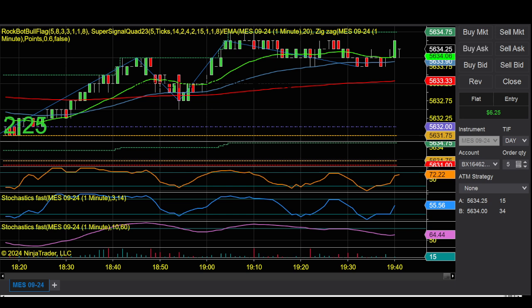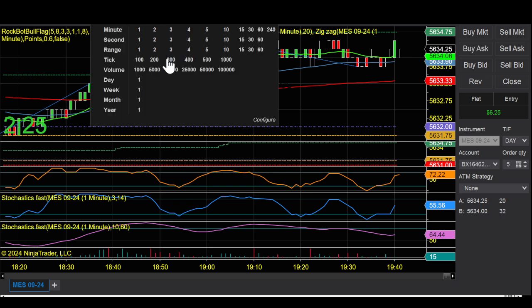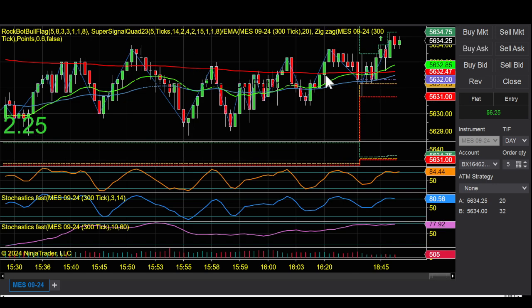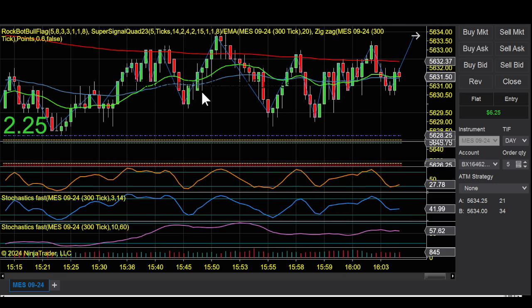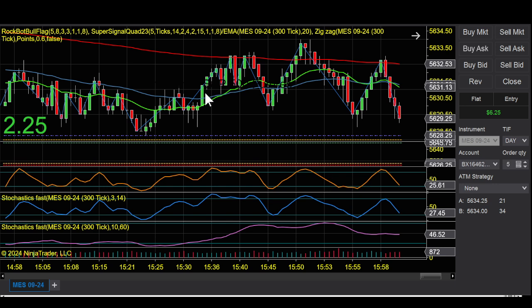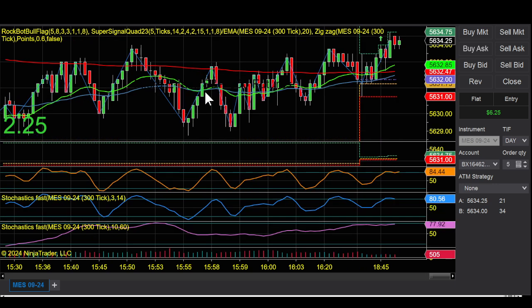All right, so what we were talking about, the tick chart here, 300 tick chart. Excellent. When it wants to be excellent, it's spot on. I don't think it was spot on today. Let's take a look at this a bit.